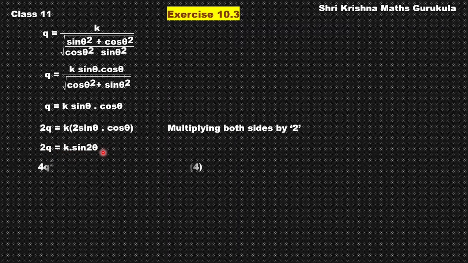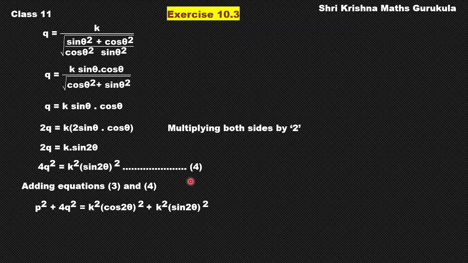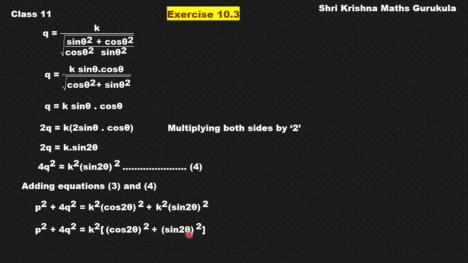So I'm squaring this now to get q square. 4q square is equal to k square into sine 2 theta whole square, or sine square 2 theta. I'm calling this equation 4. Now I will add equation 3 and equation 4, which gives us p square plus 4q square is equal to k square into cos square 2 theta plus k square into sine square 2 theta, or sine 2 theta whole square. Both are same. You know this, right? Now I'm taking out k square as common. That gives us in the RHS cos square 2 theta plus sine square 2 theta.